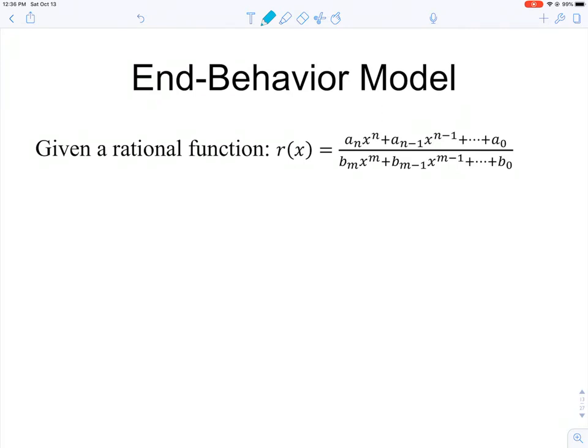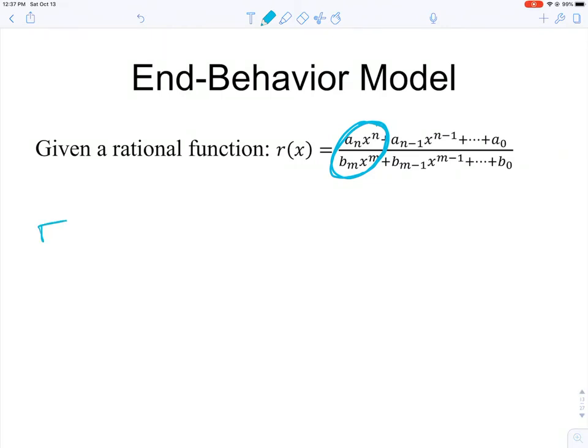And the reason is, as x gets infinitely large, that leading term is going to dominate all of the other terms. If you think about the terms as being at a tug of war with each other, that largest term, as x gets infinitely large or infinitely small, is going to end up dominating. And the same thing happens with the polynomials in the numerator and denominator of a rational function. So we can really just focus on the leading terms in the numerator and denominator for the rational function.